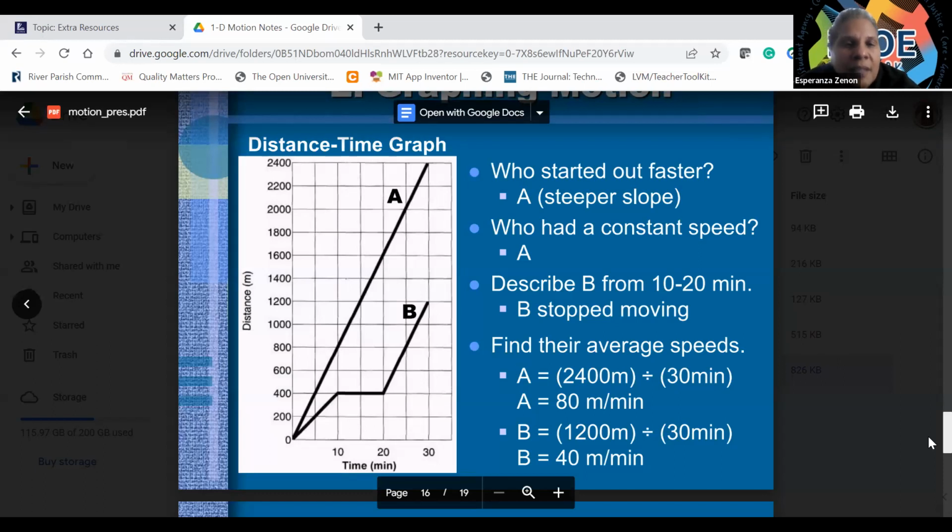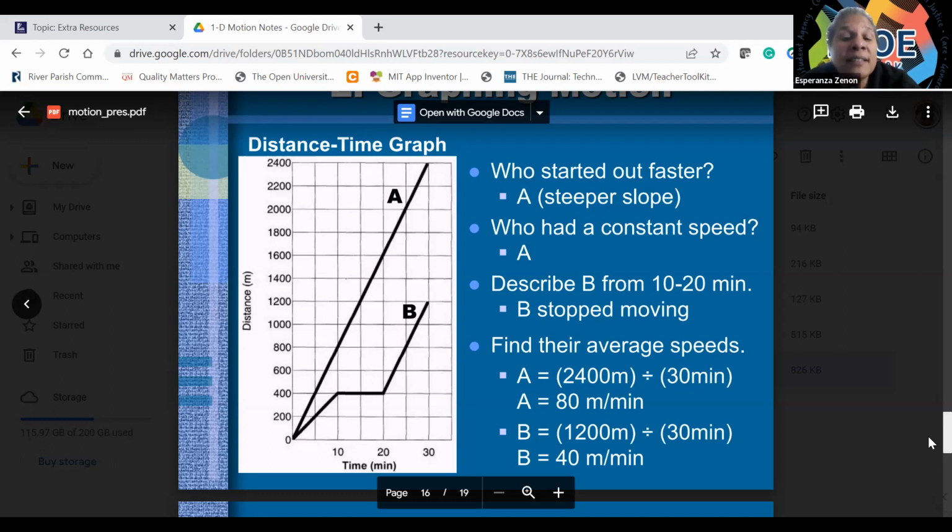And then we can do some computations when we look at a distance versus time graph. See, a distance versus time graph allows you to find average speed. Average speed, okay? In other words, that's what we would focus on when we look at a distance versus time graph. Average speed. Average means what? Look at the whole trip. So for object A, over the whole trip, it covered a distance of 2,400 meters. And it took a time of 30 minutes. So 2,400 meters divided by 30 minutes, 80 meters per minute. Object B, on the other hand, it went for the same 30 minutes, but it only covered 1,200 meters. 1,200 meters over 30 minutes, 40 meters per minute.